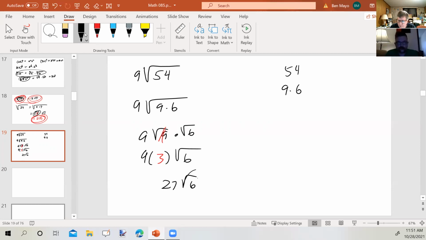Now, why didn't I break the 6 down further? Because it breaks down to 2 times 3, neither of which is a perfect square. Now, 54 could also be written as 2 times 27. So why not break it down like this? Well, because 2 isn't a perfect square and 27 isn't a perfect square. So the goal is to factor it with perfect squares and then leftovers.